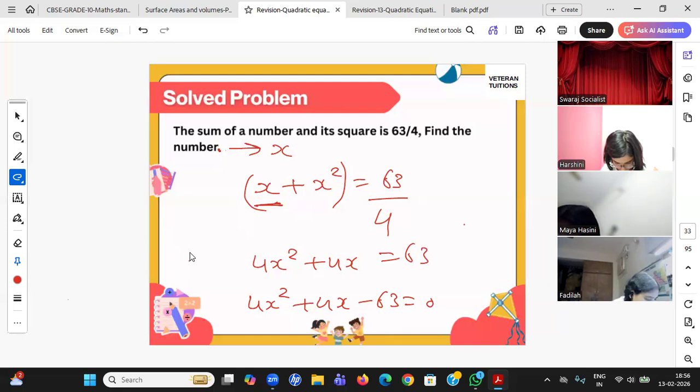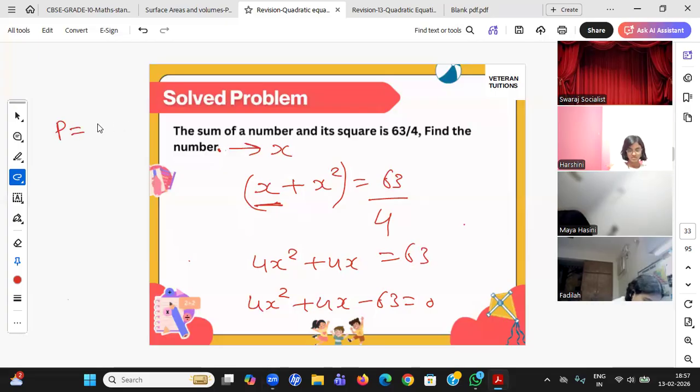I don't have the answer here first of all. The students are giving some answers. Narendran and Fadila's answers are matching: 7 by 2 and minus 9 by 2 is what answers I am able to see. So students, you can use the quadratic formula method which I will discuss, or the middle term splitting method also.